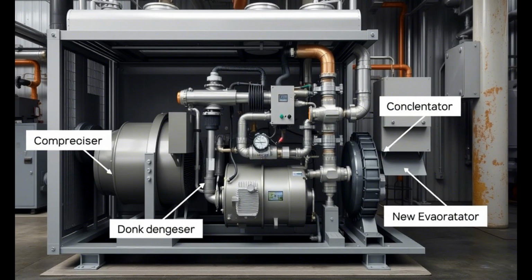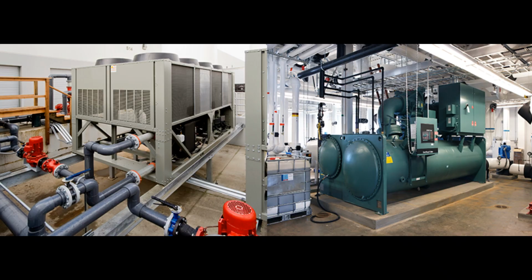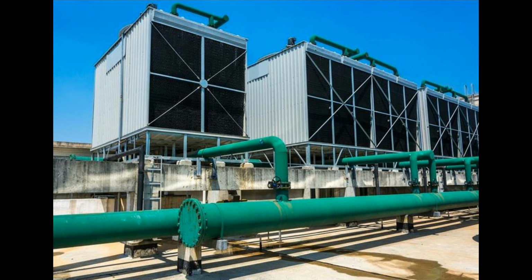How does a chiller work? The system consists of four main components. Compressor compresses the refrigerant gas and increases its temperature. Condenser cools the gas and turns it into a liquid. Expansion valve reduces the pressure of the refrigerant liquid in preparation for evaporation. Evaporator absorbs heat from the water, thereby cooling it.